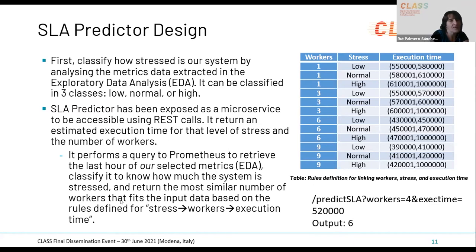So we implemented the model training into a microservice with a REST API. What the SLA manager does is ask whether, with four workers and an execution time of this value, it's possible to finalize the task. And if the output is six, it means that the number of workers cannot be four, but six. And like that, from the very beginning of the execution of the workflow, we have predicted the ideal number of workers that will finalize the job. And that's how we avoid having to scale.